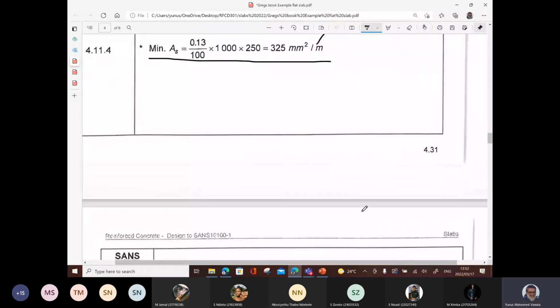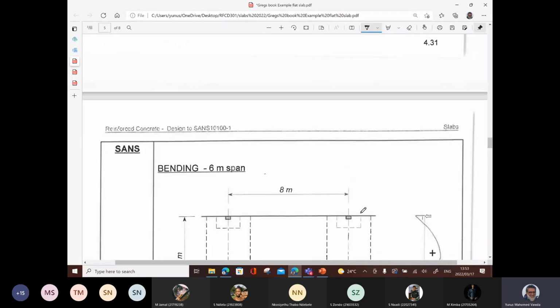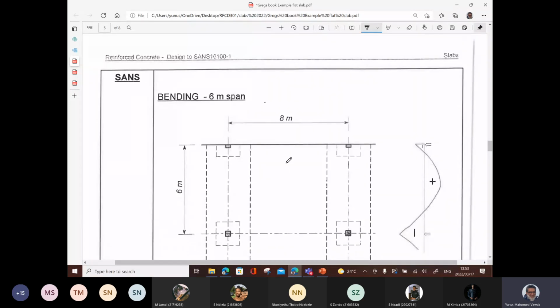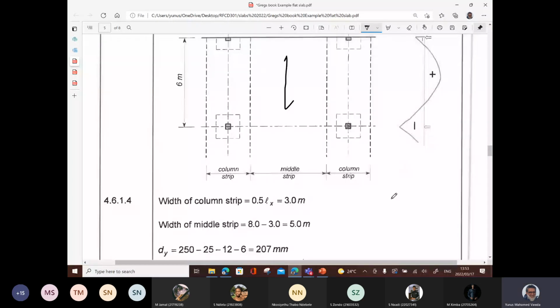Okay, let's continue then. Now we go to the 6 meter span. You can see now we're working with the span in that direction. So width of the column strip, 0.5 L, is 3 meters. See how it works now. The column strip is 3. So the middle strip now changes, because remember in that long direction, we're using a 6 meter width. In the short direction, we're using an 8 meter width. So 8 minus 3, the middle strip is now 5 meters.